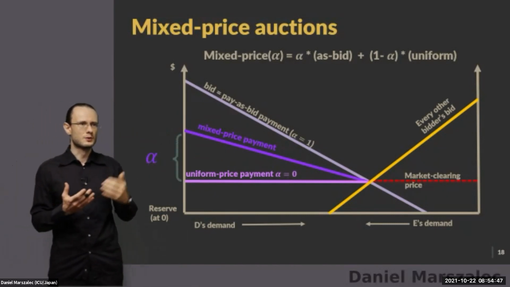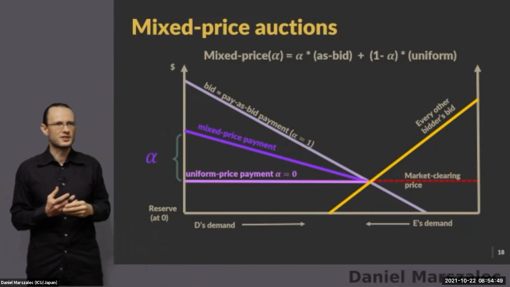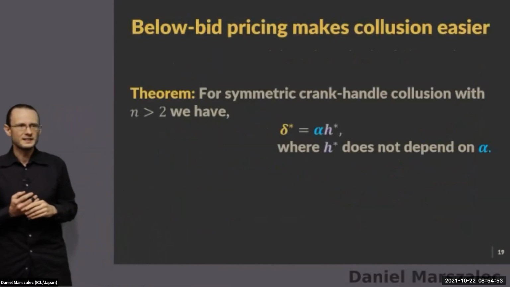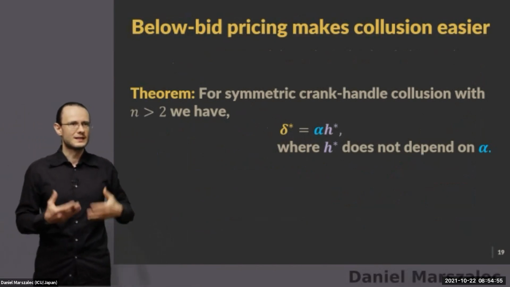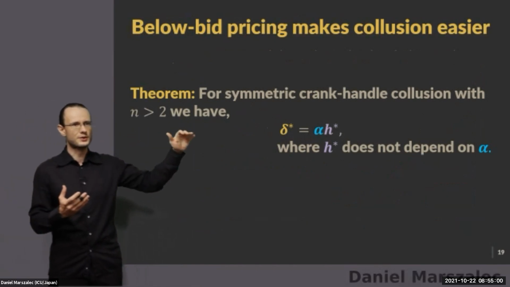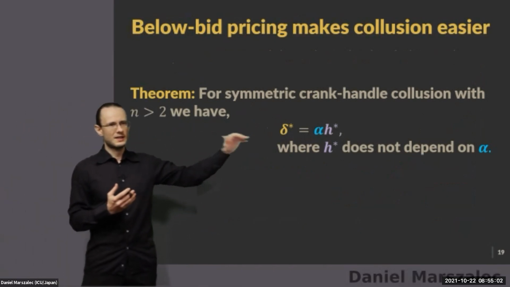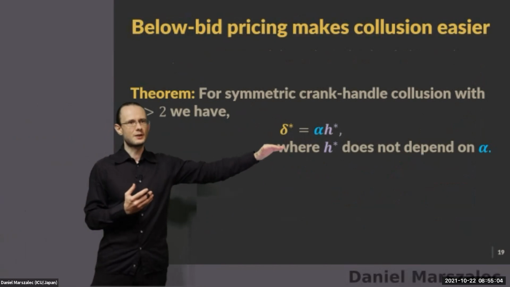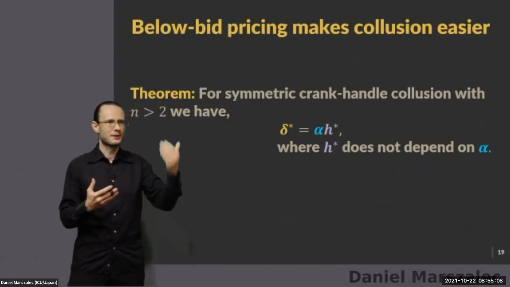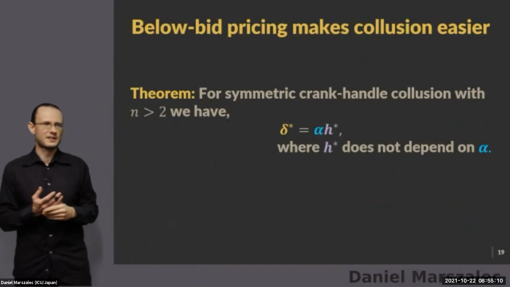So alpha equals 1 recovers our pay-as-bid auction, and alpha equals 0 recovers uniform pricing. Okay, so with this in mind, our theorem says that for symmetric crank-handle collusion with more than two bidders, we have our critical discount factor being directly proportional to alpha. And H star is the optimal crank-handle height, which does not depend on alpha.